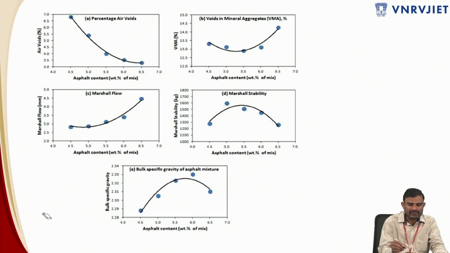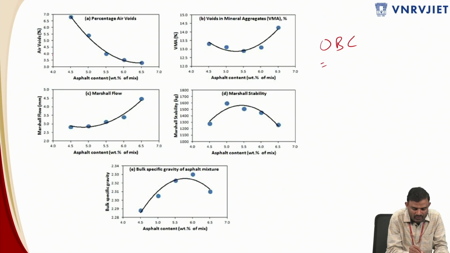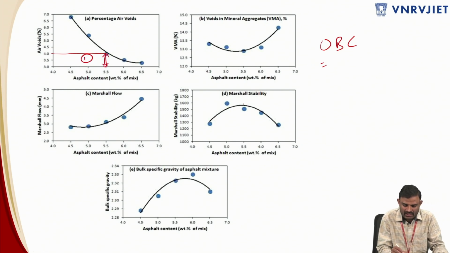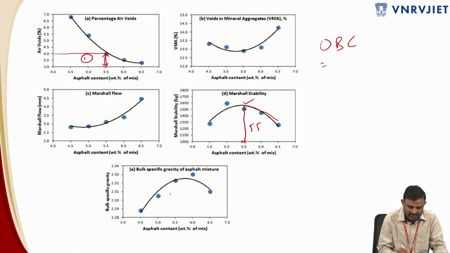Once you have got this, I've told you that OBC corresponds to three figures. One is nothing but air voids: at 4% air voids, what is the bitumen content? So that is one thing. This is B1, bitumen content 1. And this is again Marshall stability. It keeps on increasing till some point of bitumen content, and after that, if you increase the bitumen content, there will be a reverse trend of the Marshall stability. And this is the corresponding bitumen content. This is also very close to 5.5. And again, the other one is unit weight, bulk specific gravity. This is also very close to, or more than, 5.5, something like this.